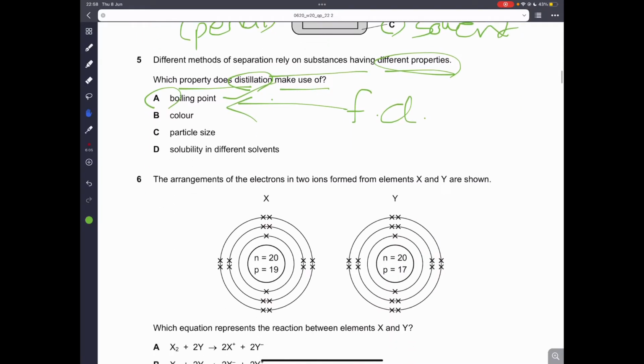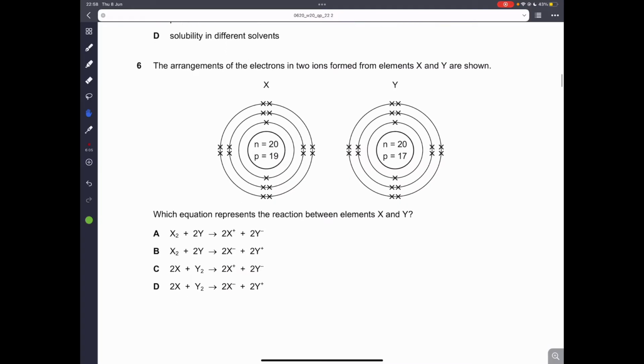Question number 6. The arrangements of the electrons in two ions formed from element X and Y are shown. Which equation represents the reaction between element X and Y? So we are given the proton number, and we are also given the electron number.